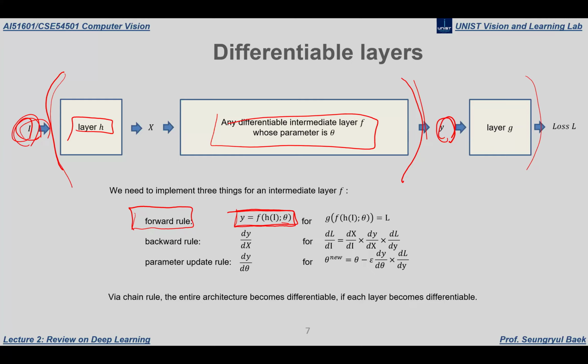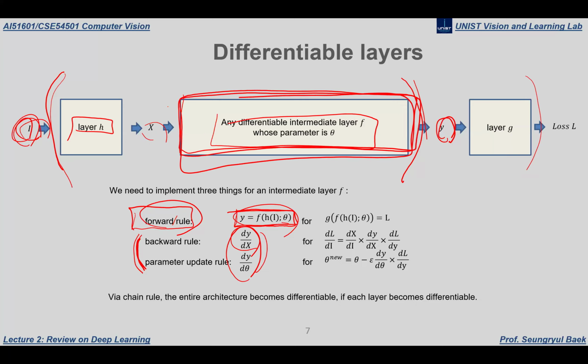We call this the forward rule because, from left to right, how the signals proceed can be described in this formula. And the other important thing is the two gradients that I mentioned in the previous slide. This is the differentiation of the output y with respect to the input. So when the layer f is differentiable, its output y has to be differentiable with respect to its input x.